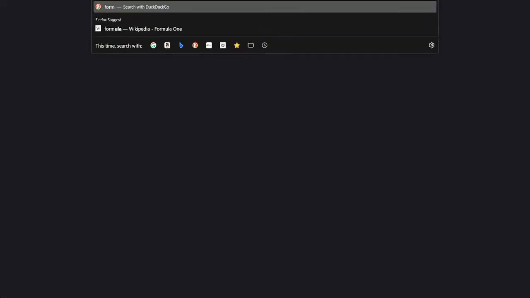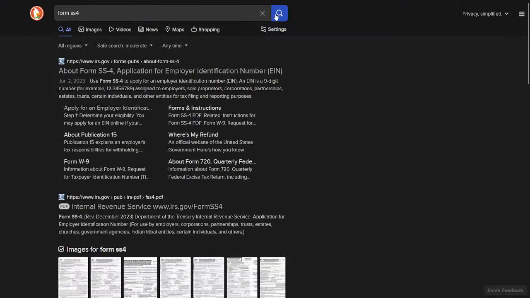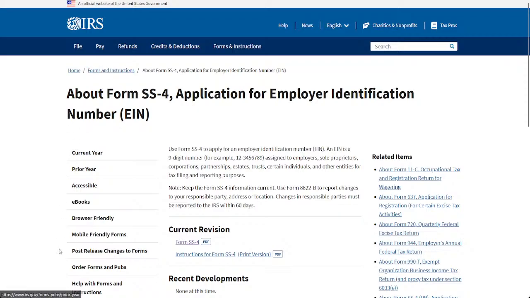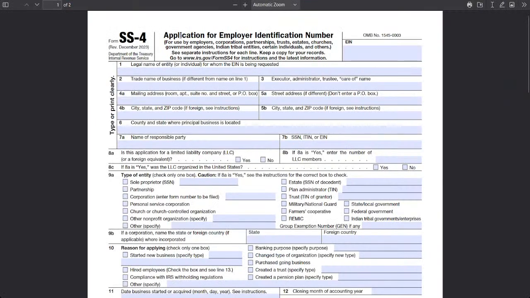So what we're doing is, this is form SS4. And if I'm going too fast, y'all just come back, rewind it, check it out again. Form SS4. I'm on the IRS website. Here's the PDF. Here you go. SS4. So the name of the trust, right?